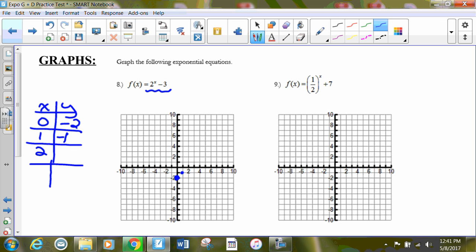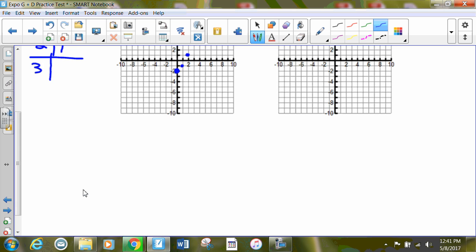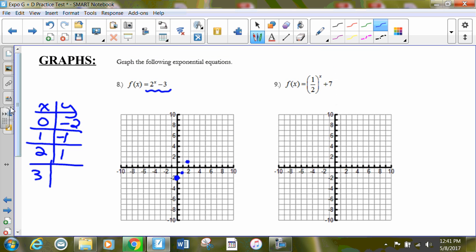So let's go ahead and plug in 2. 2 to the second is 4. 4 minus 3 is 1. So it's slowly growing. Let's put one more in there to see how it shoots up. When I put a 3 in there, 2 to the third power is 8. 8 minus 3 is 5. That's not really shooting up too fast, but you can see it's starting to. Now, where does the tail lie? The tail actually lies right here. And when I say tail, I mean horizontal asymptote, where the tail will hover over.